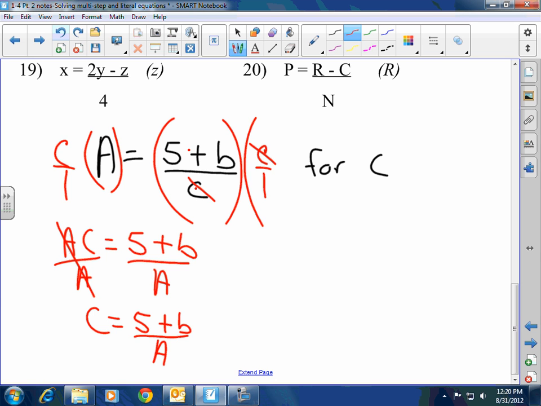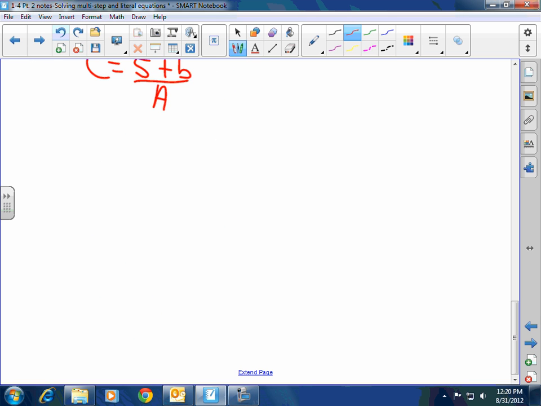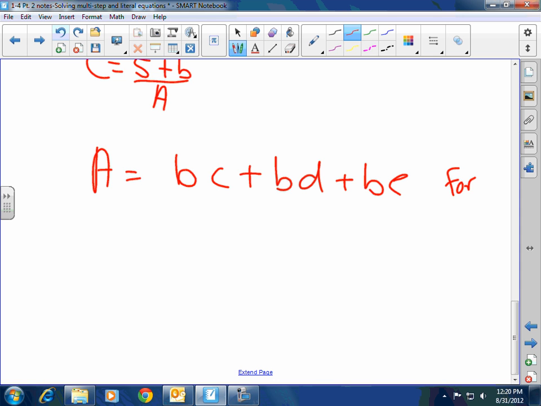And the last one, I promise, is one like this. What did I tell you? A equals BC plus BD plus BE, and I want you to solve for B. Well, I don't know if you guys remember, but in pre-algebra and algebra 1, you did something called factor. And when you factor something, that means you're pulling the same variable out of every term. So in this case, a b is in all the terms. So let's factor out that b, okay?